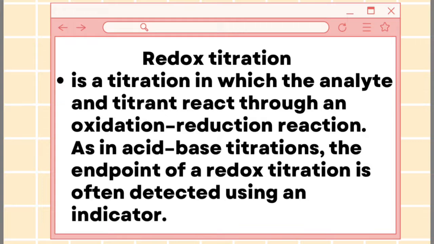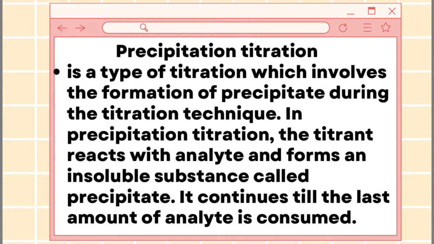The next one is redox titration, which is a titration in which the analyte and titrant react through an oxidation-reduction reaction. As in acid-base titrations, the endpoint of a redox titration is often detected using an indicator. Precipitation titration is a type of titration which involves the formation of a precipitate during the titration technique. In precipitation titration, the titrant reacts with the analyte and forms an insoluble substance called a precipitate. It continues till the last amount of analyte is consumed.